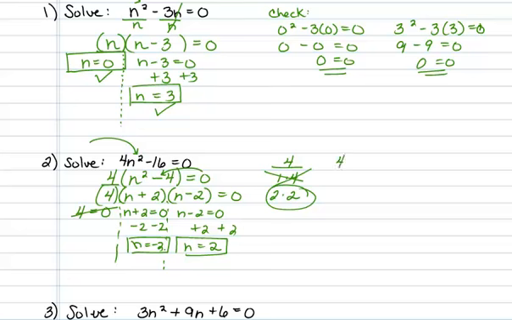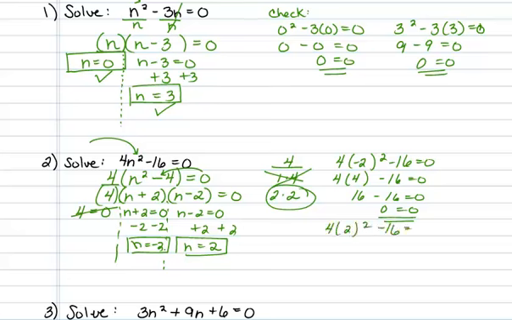Now to check it, 4 times negative 2 squared minus 16. 4 times negative 2 squared is 4 times 4, which is 16, take away 16. That one checks. Right below it, I'm going to try the other one, 2. 4 times 2 squared minus 16 is 16 minus 16. That checks, 2.